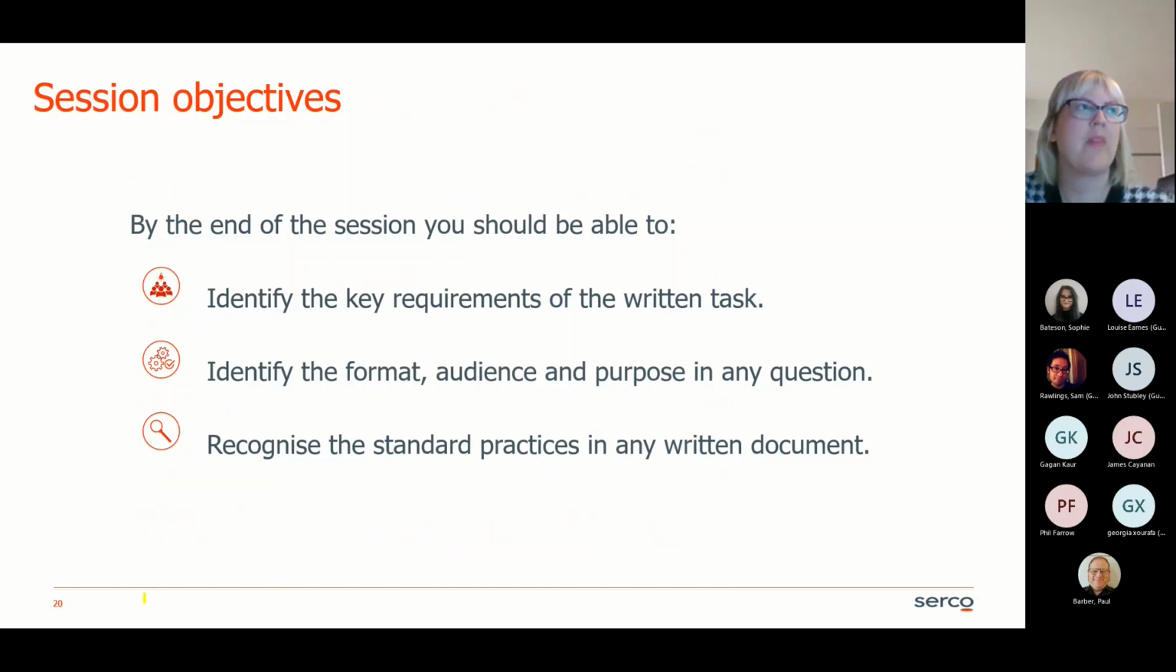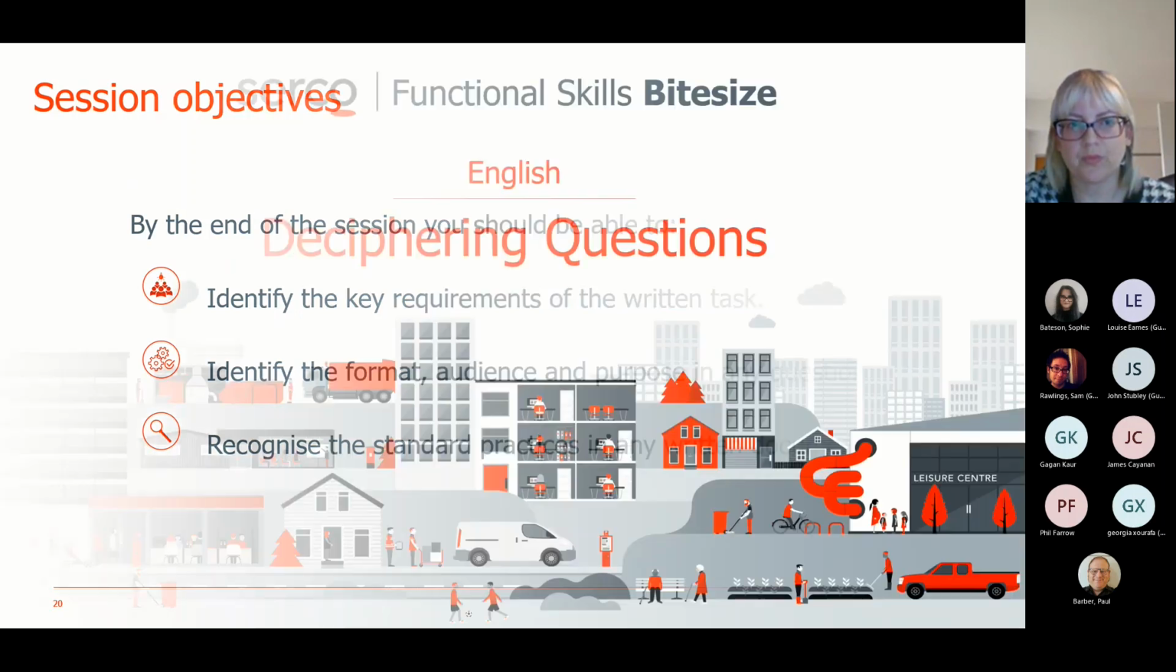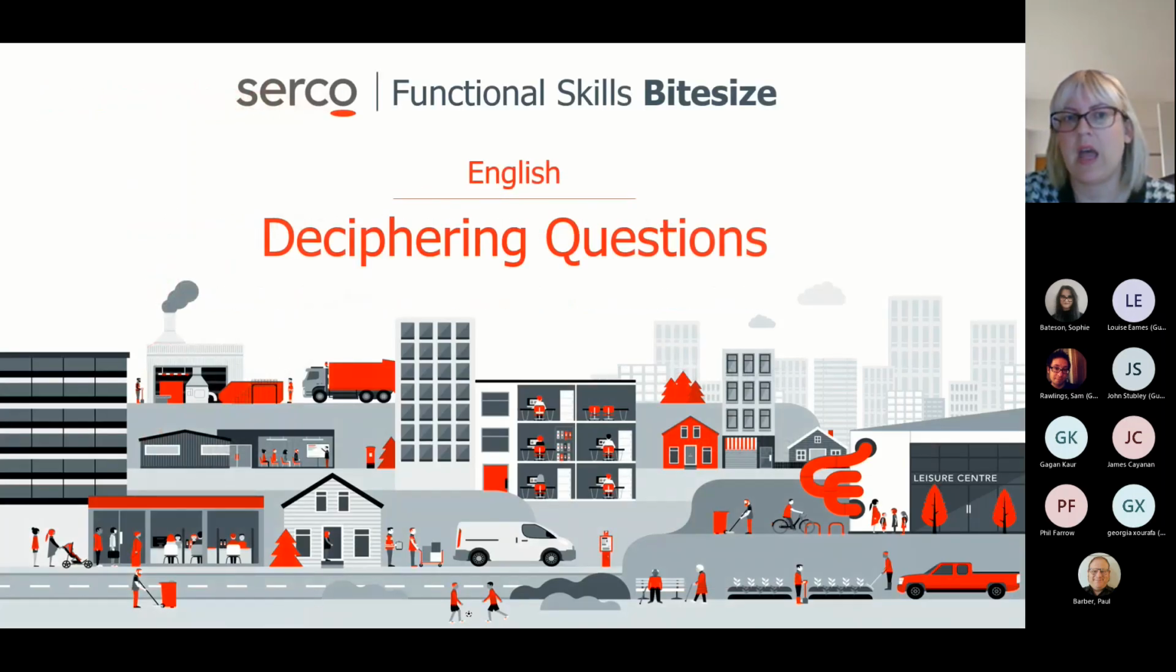So just a recap then of our objectives. So we identified the key requirements of the written task, identified the format, audience and purpose in any question, and also recognised the standard practices in any written document. So that concludes our functional skills bite size on deciphering questions.